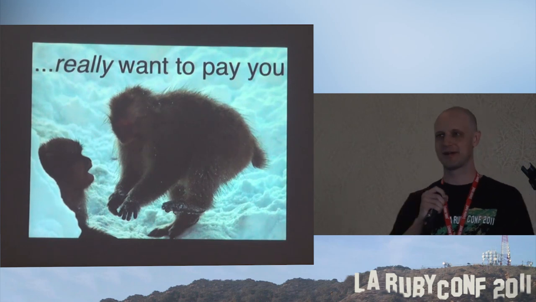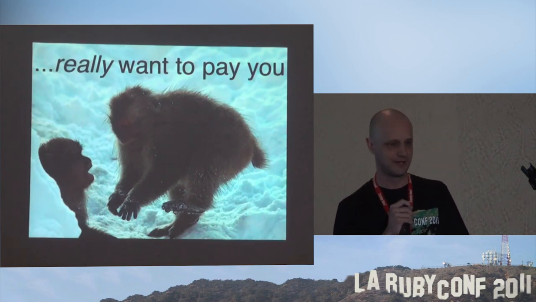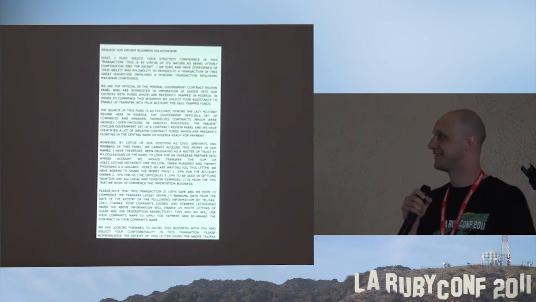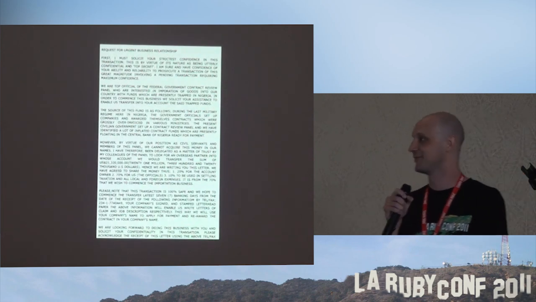So let me tell you about a guy who wrote in. I got an email from a guy in Nigeria. I got this Nigerian email. In fact, I have an email here for you. This is it. Request for urgent business relationship. We are talking about federal government contract.